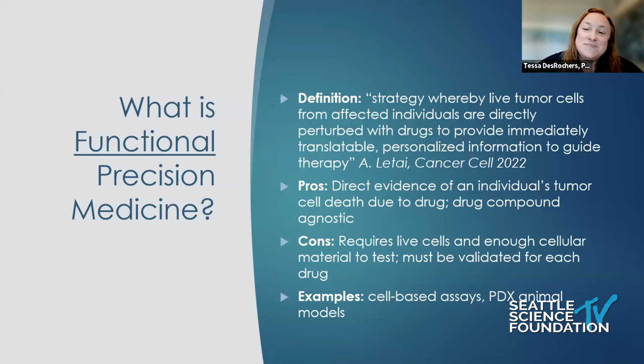So what is functional precision medicine? In this case, what we're doing is we're taking live tumor cells from each individual, and we are directly putting them in contact with the drugs that they could be receiving. It could be large panels of drugs, small panels of drugs. It's really drug agnostic. So the pros are that you have direct evidence of individual patients' tumor cell death due to a specific drug.